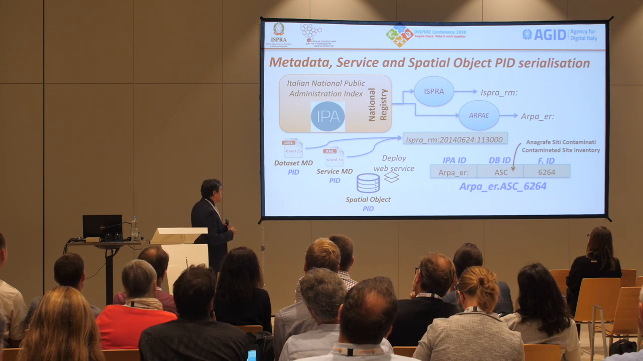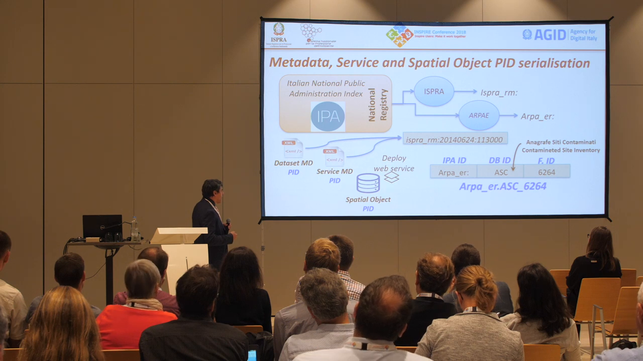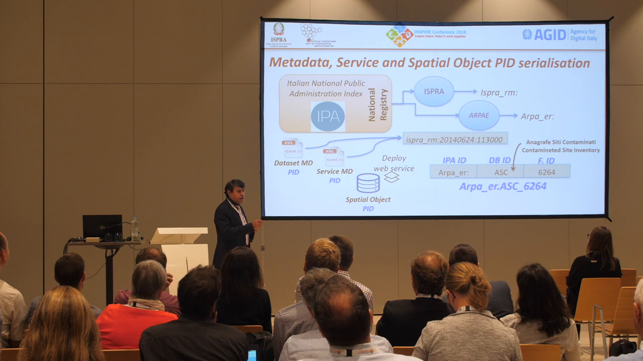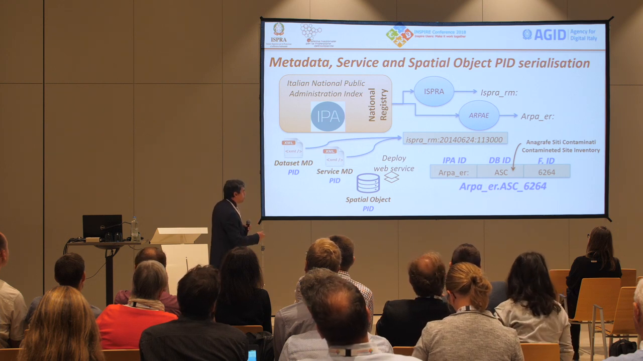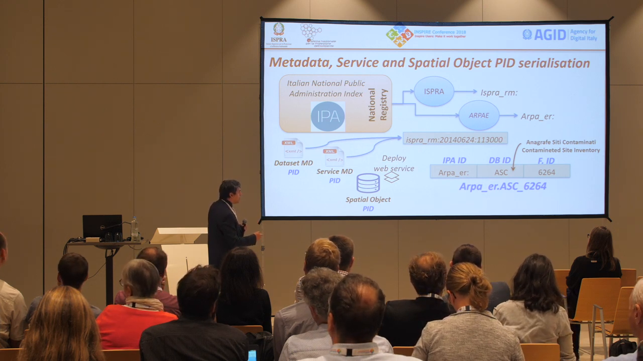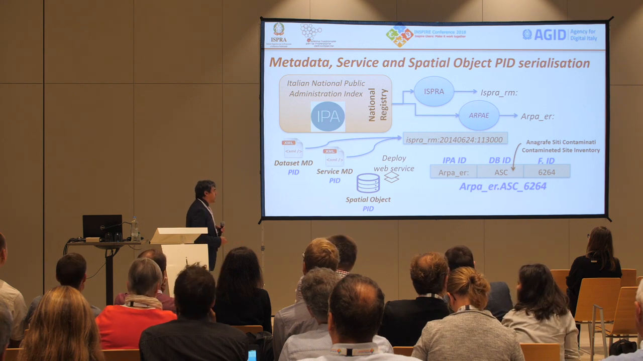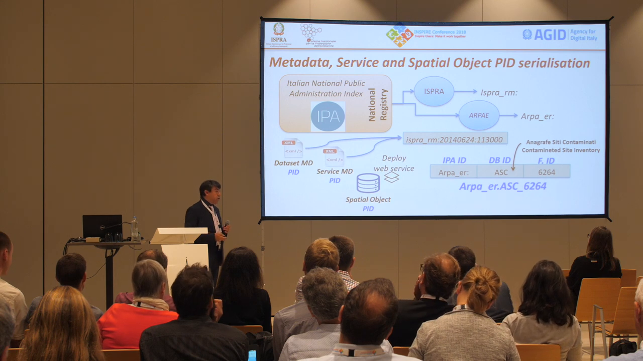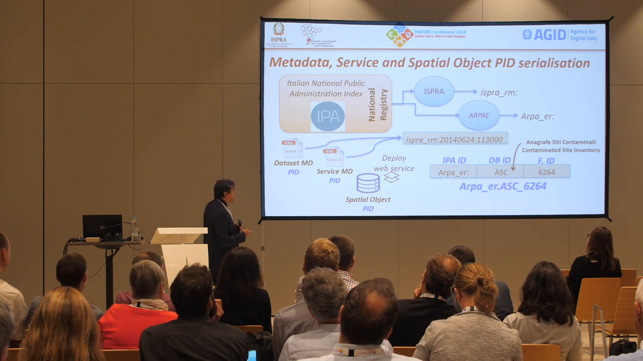So all the metadata have a prefix that identifies the organization that provides the metadata. And then there is a schema to produce, for example, the ID of this metadata. But we're using the same approach to propose something for the spatial object. So you see a couple of examples.